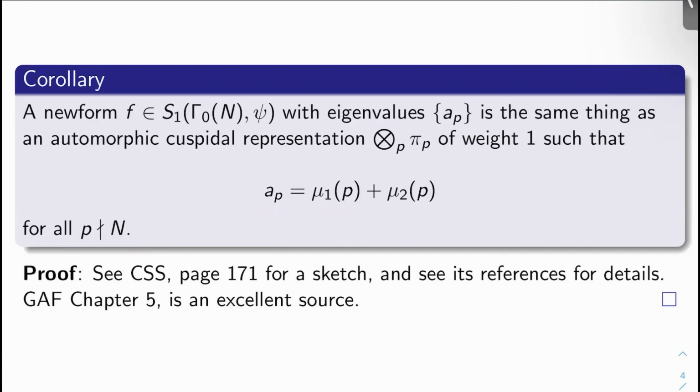For a proof of this, you can see CSS page 171 for a sketch. Its references give much more details, though. Gelbart's book, chapter 5, is an excellent source as well, his book on automorphic forms. Okay.